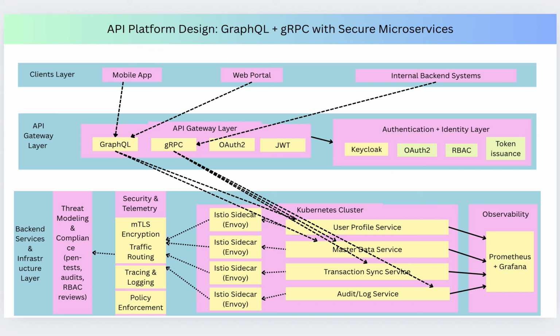This architecture was designed to address several pressing needs: enable dynamic and fine-grained data access for client applications, support secure and efficient communication between backend services, enforce enterprise security standards such as mTLS, RBAC, and OAuth2, and ensure observability and resilience across services running on Kubernetes.